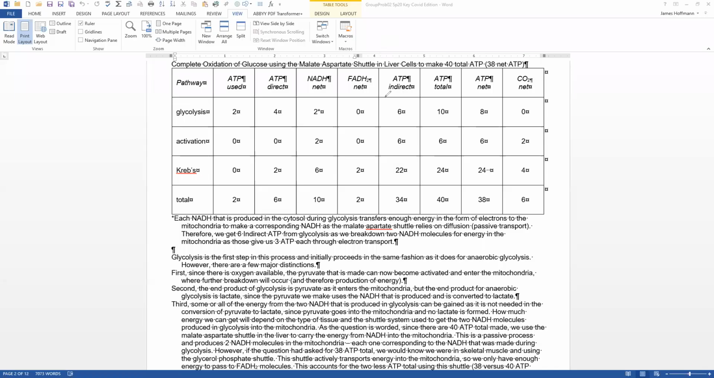It's not exactly 0. We'll look at it here. So we'll share the screen again. So again, this table right here is for, you can see at the top, and this is again the group problems, the malate aspartate shuttle.